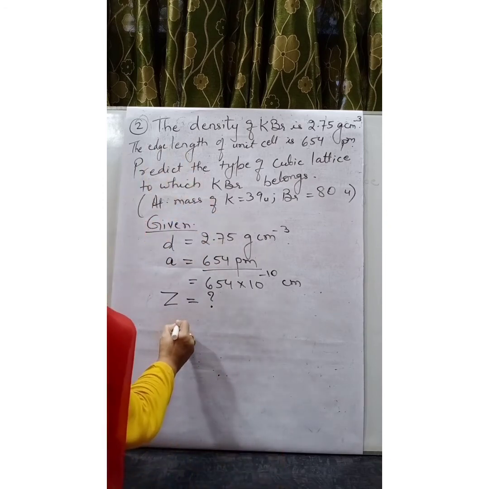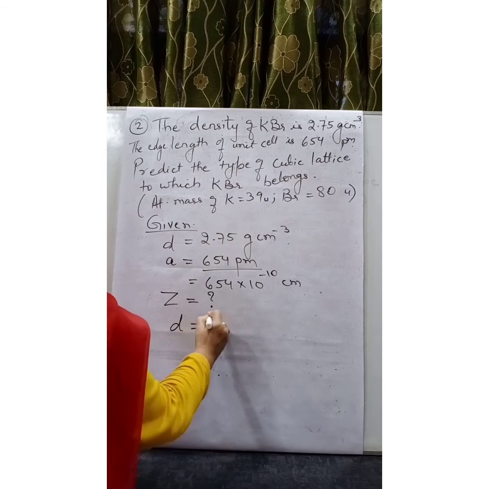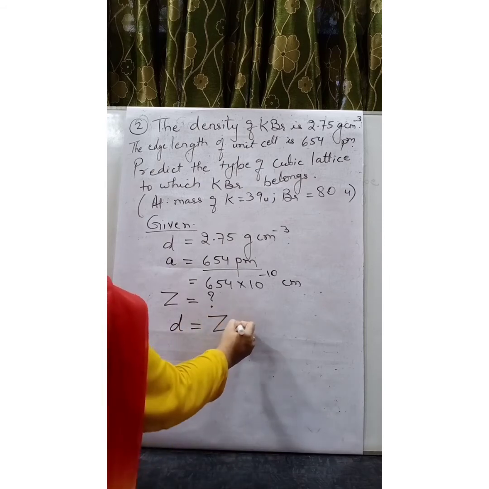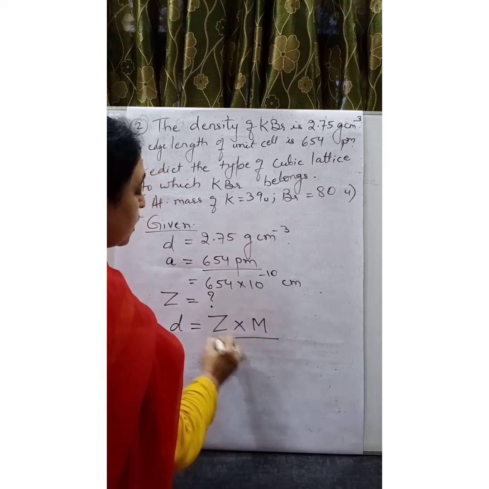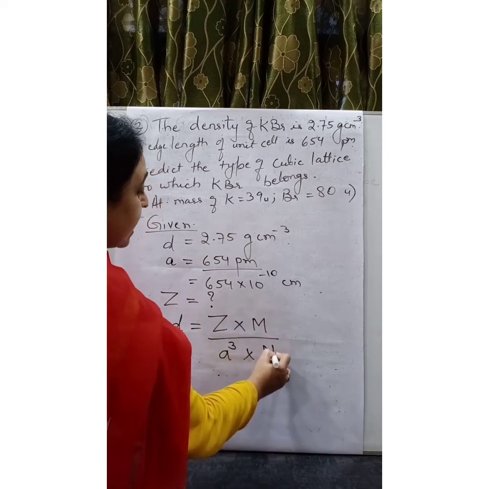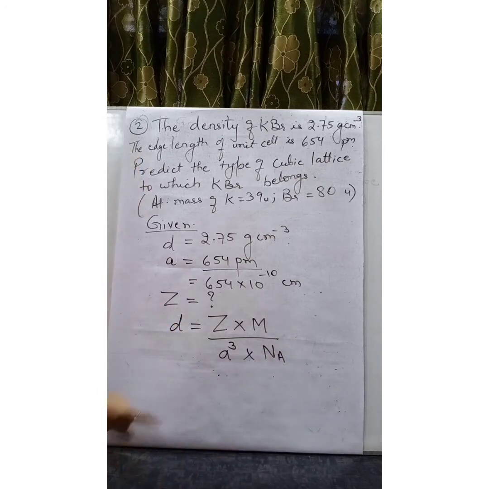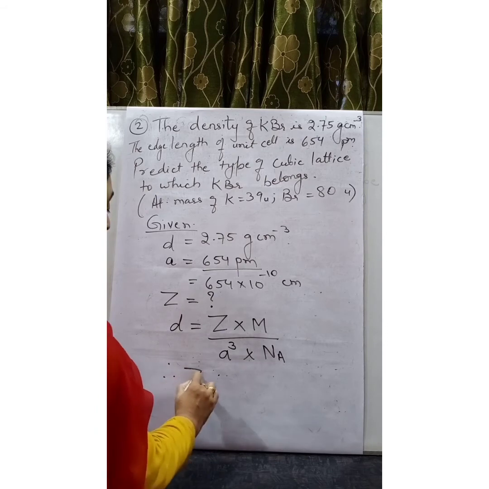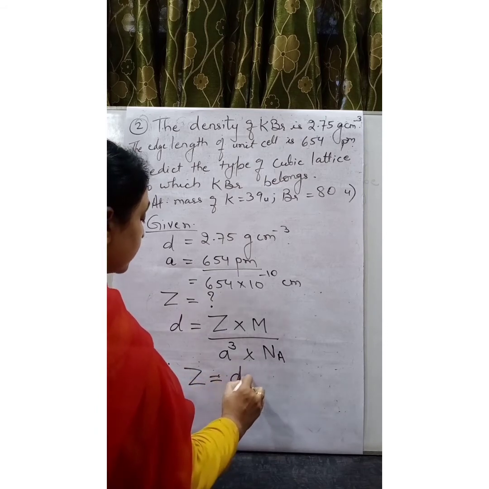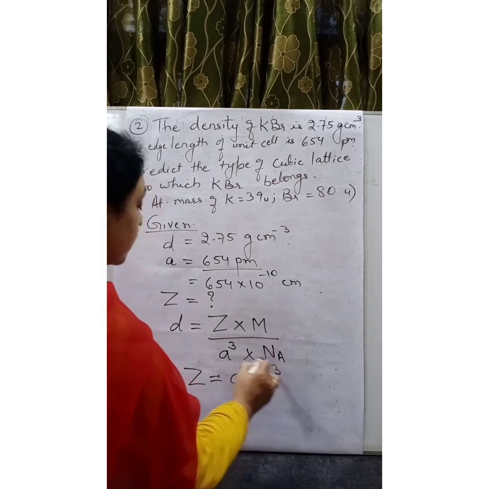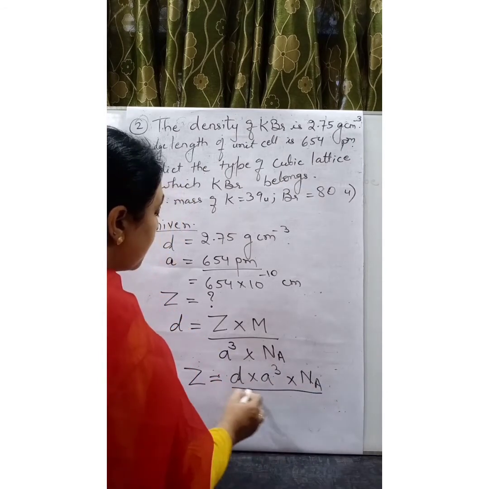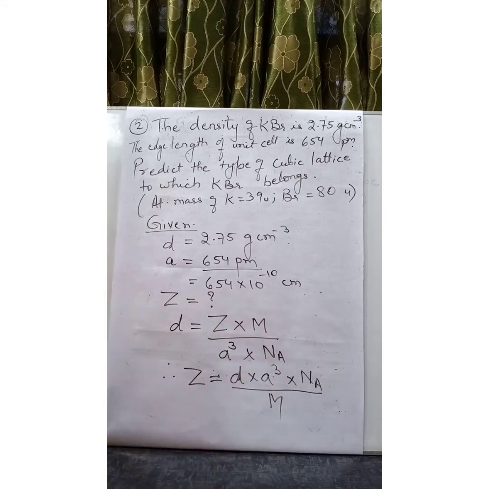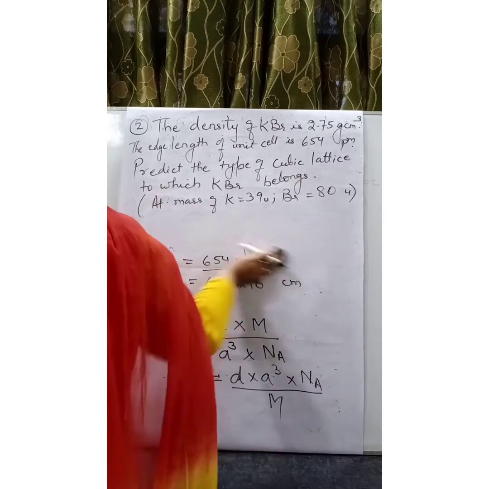Now put down your formula. Density is equal to number of atoms per unit cell into molar mass upon volume into Avogadro number. Now you want to find out Z. So modify your formula. Therefore Z is equal to density into a cube into Avogadro number upon M. Substitute the values into this.